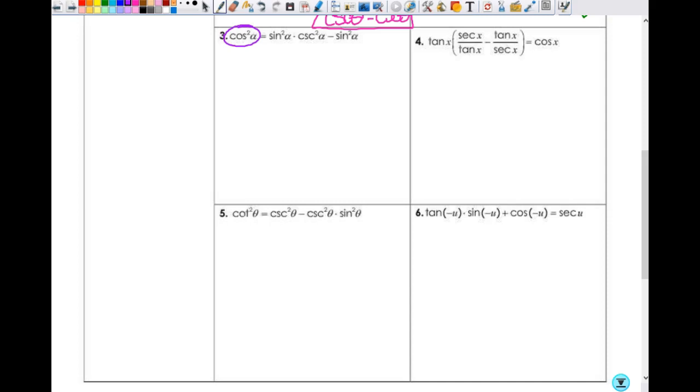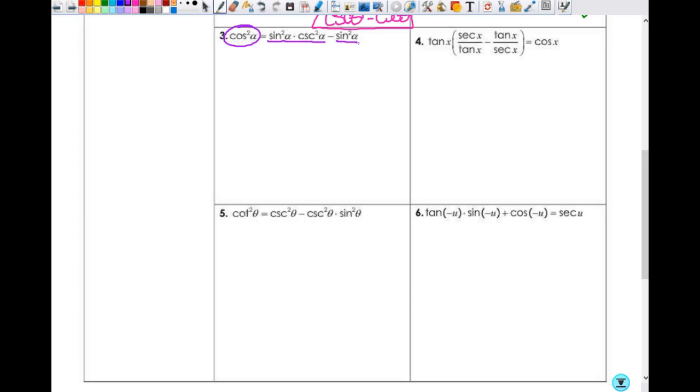What's another option? How many terms do I have? You only have 2. This is a term, and this is a term. Your terms are separated by addition and subtraction, okay? So I have a GCF. So I could factor out a GCF, or I could change that cosecant to a reciprocal, right? Either one.